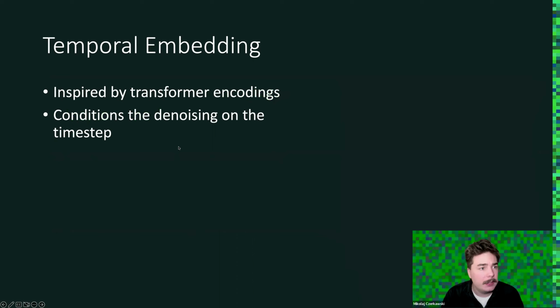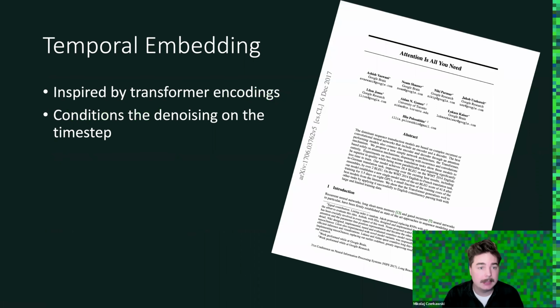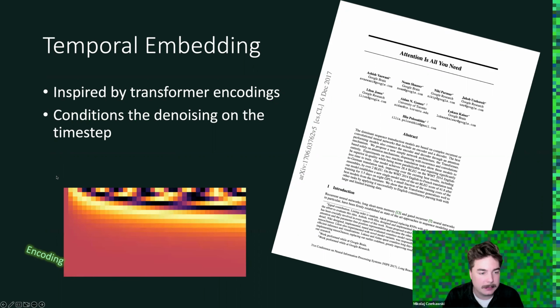And now, finally, temporal embedding is directly inspired by the encodings that are being performed in transformers. We essentially do the exact same thing. So we have an encoding for each temporal step using sinusoidal components, and that's basically what it will look like. And it allows the network to get this context of where we are in the diffusion chain. Okay, so that's basically done in the exact same way.